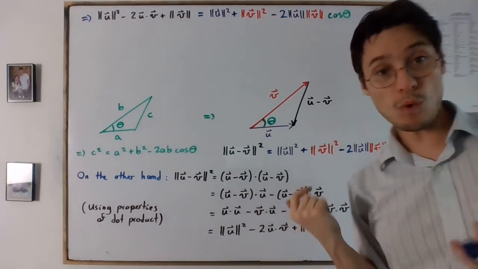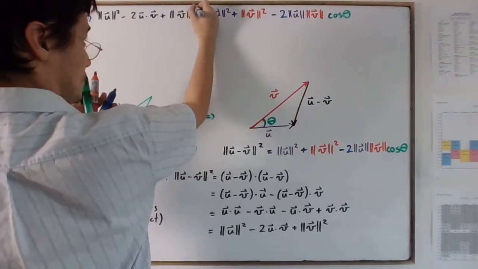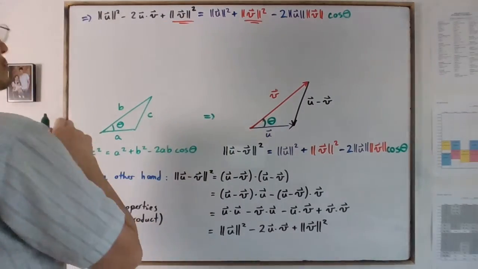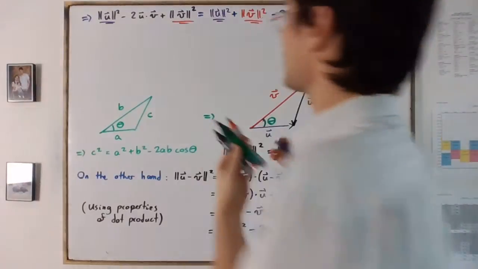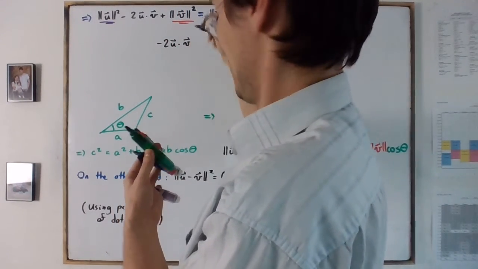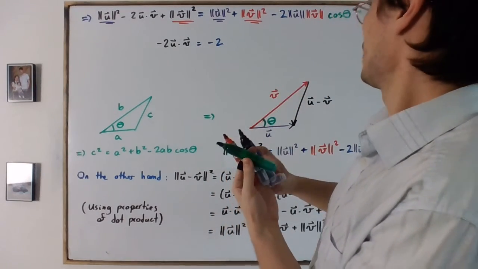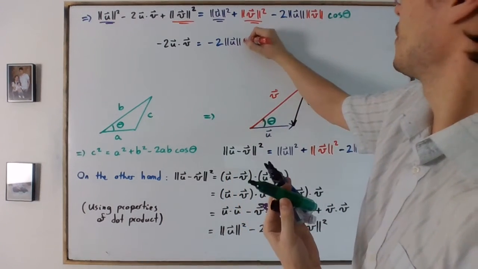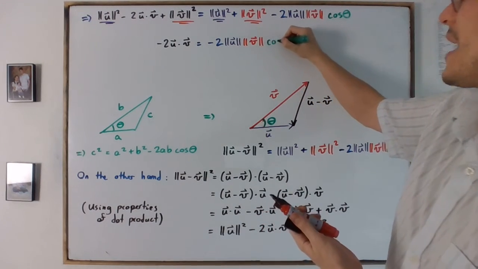And now what is going to happen? As you can see, I forgot a square here. The v squared will cancel with the v squared, and the u squared will also cancel. So we will be left with negative 2u dot v equal to negative 2 times the norm of u, norm of v, cosine theta.